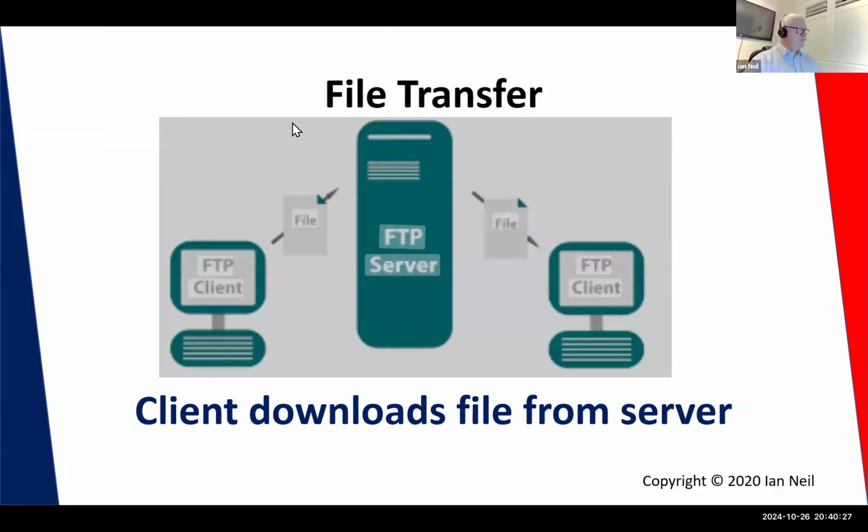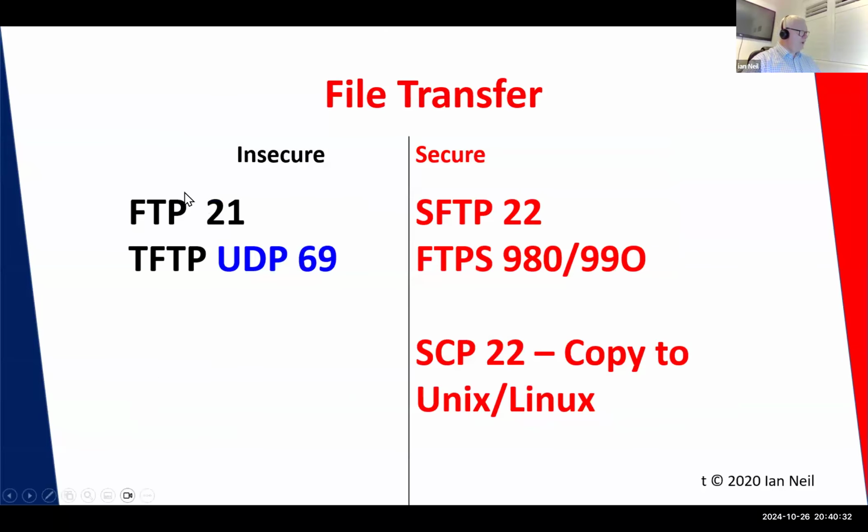So file transfer protocol, you're transferring files. On the left-hand side are FTP port 21 and TFTP, UDP 69, and these are actually unsecure. But you've got SFTP port 22 and FTPS using ports 989 to 990. Now, the strange thing about this, you've then got Secure Copy Protocol, port 22, copy to Linux. You'll notice there's two of them using the same channel or same port.